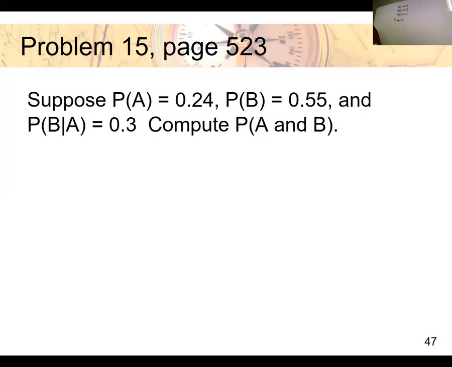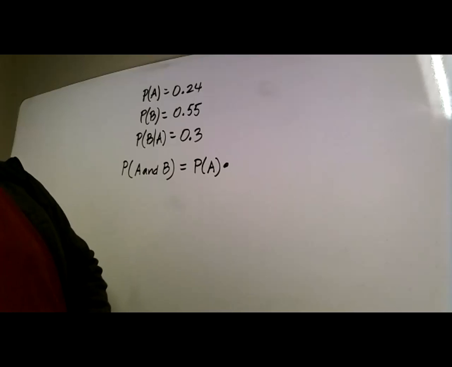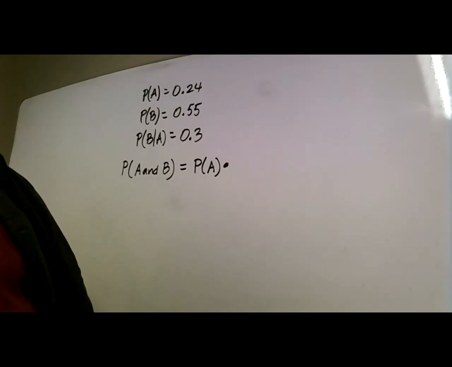Now, assuming that we're dealing with dependent events here, the probability of A and B, that definition that I gave you on one of the slides, is this: the probability of event A, and then that's going to be multiplied by the probability of B given A.